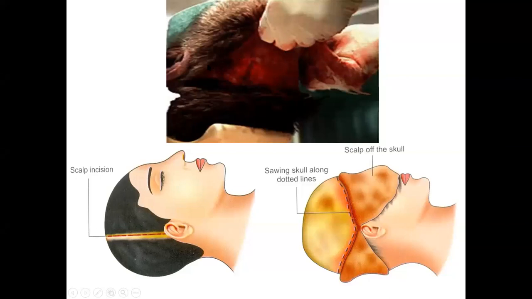The incision is given from the mastoid behind the ear, and it should be a transverse incision from mastoid to mastoid, from one mastoid area to the other. Then you can reflect the flap of the scalp. You see in this picture, slightly make an angle at this area. When you cut the scalp, all the fibers of the scalp are cut.